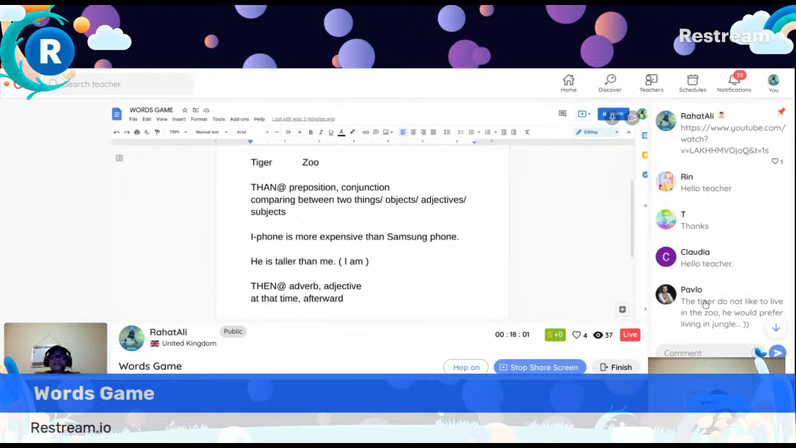Letitia, very welcome. Hey, Claudia, welcome. Pablo says, the tiger do not like. Okay. Remember that, Pablo, the first sentence we have to use doesn't like. The tiger doesn't like to live in the zoo. He would prefer living in the jungle.